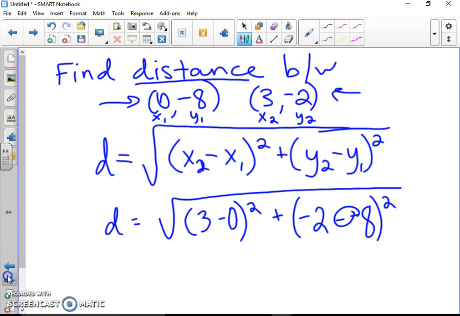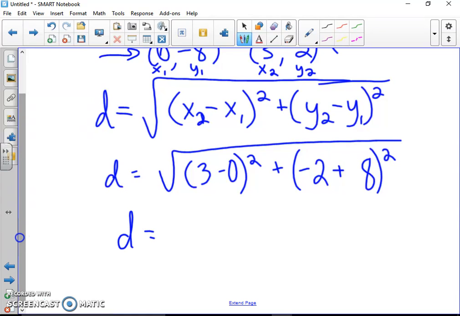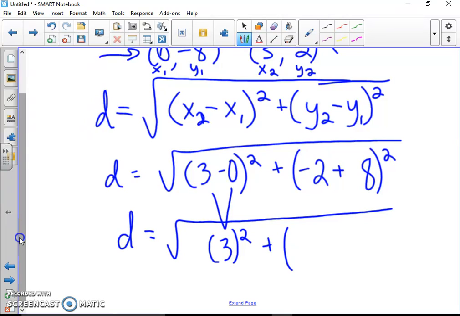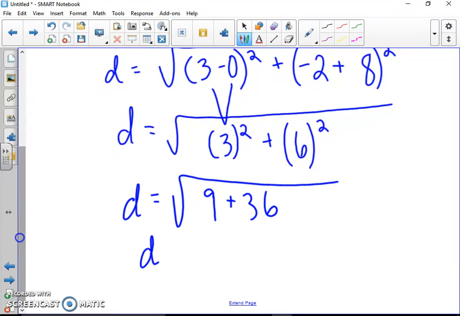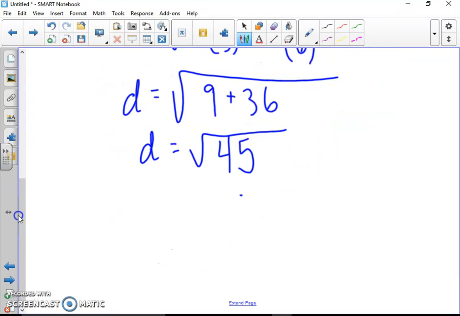When I see a double negative like this, I don't like to keep it minus negative, so I'm going to make that a positive. We're following order of operations, so we have to do whatever is on the inside of parentheses first. So we've got 3 minus 0 gives us 3 squared plus negative 2 plus 8 is 6 squared. d equals the square root of 9 plus 36. We're not done yet. We still have to simplify this. Square root of 9 plus 36 is 45. So you could have your answer like this. If you put it as a decimal, this would be 6.7.